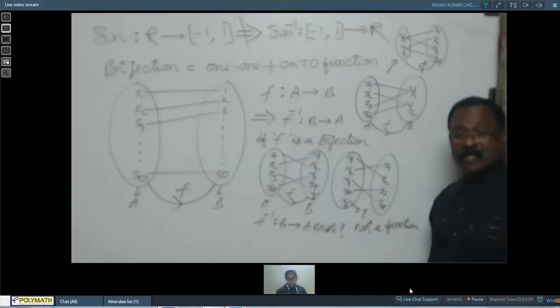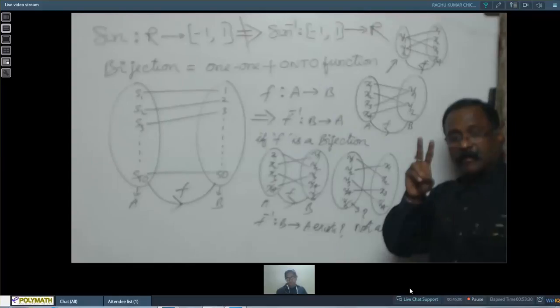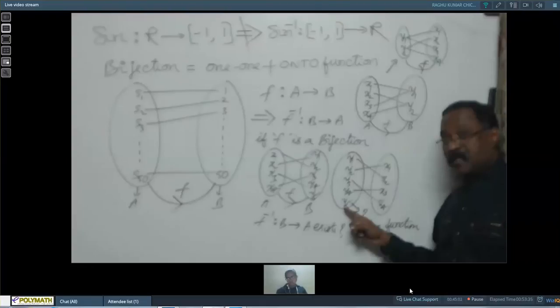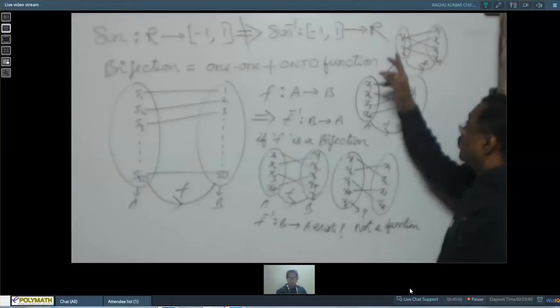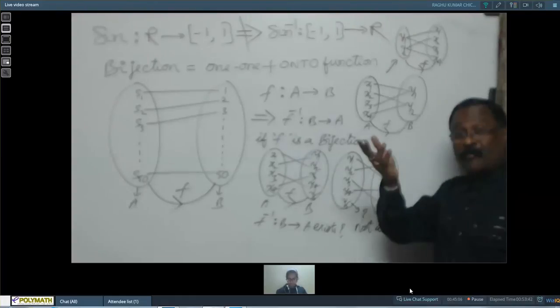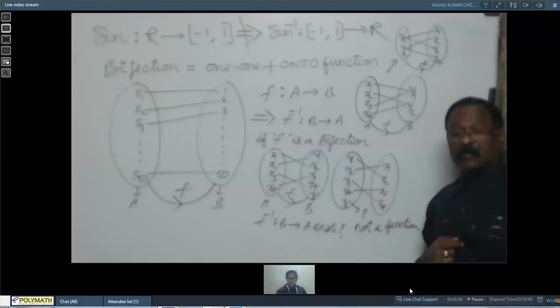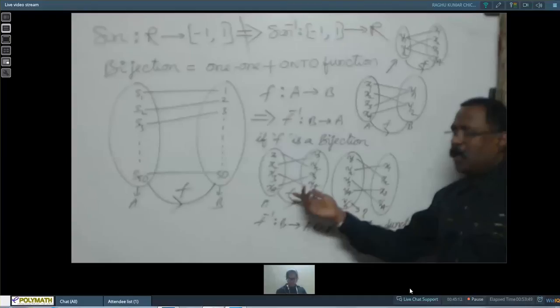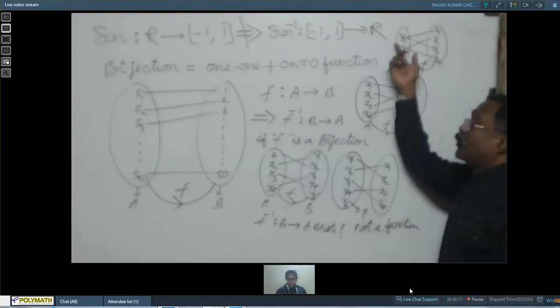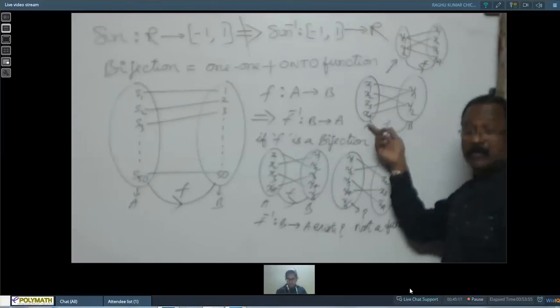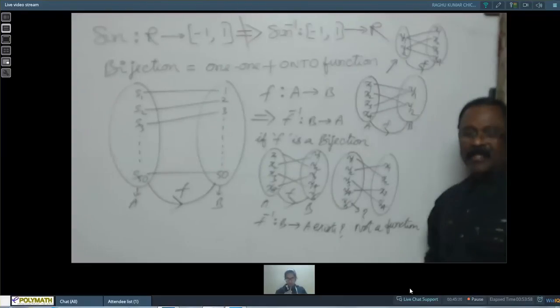So there are two rules here for not being a function. No element in the domain should be left without an image. That is number one. Number two, no element should have more than one image. Then it is not a function. So what do you understand now? If it is only 1-1, it will not have an inverse. If it is only onto also, it will not have an inverse.